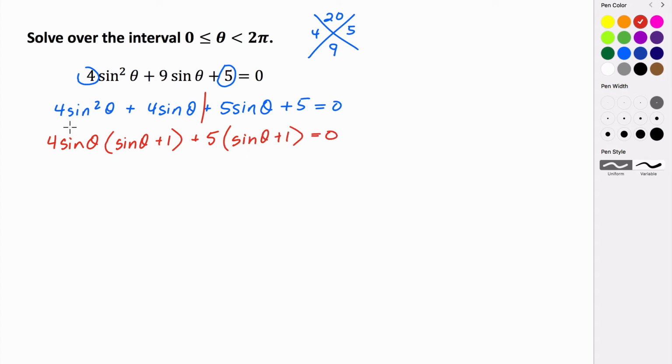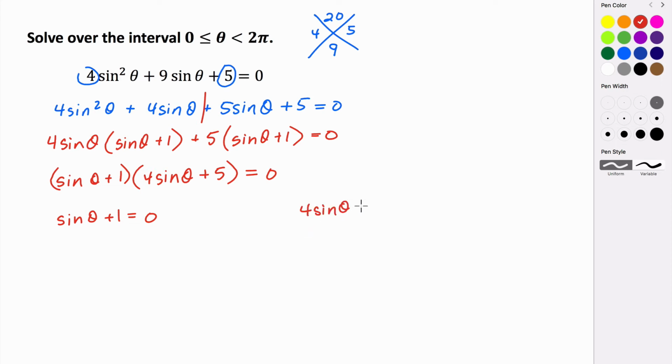These are the same factor, so those are going to be our first factor, sine of theta plus 1, times the quantity 4 sine theta plus 5. All of that is equal to 0. Use the zero product property and set each of these equal to 0. Sine of theta plus 1 equals 0. And then 4 sine of theta plus 5 equals 0. And then solve both of them for sine.